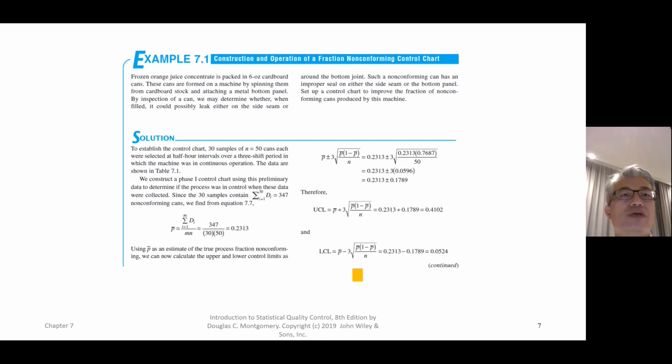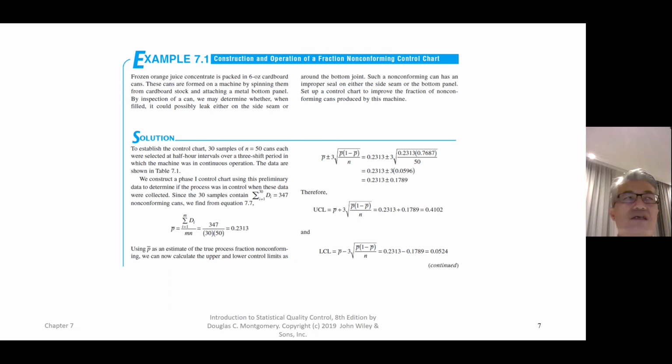To establish the control chart, 30 samples of sample size 50 each were selected at half-hour intervals over a 3-shift period, that is 24 hours a day, in which the machine was in continuous operation. The data are shown in Table 7.1, like here. So we construct a Phase 1 control chart.